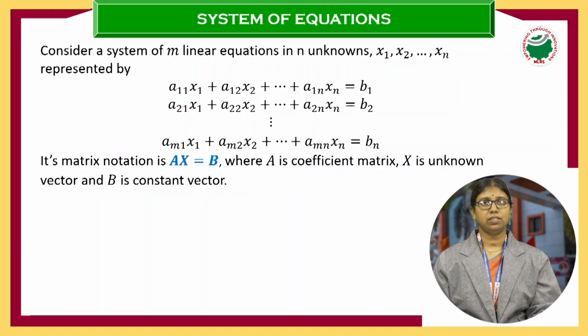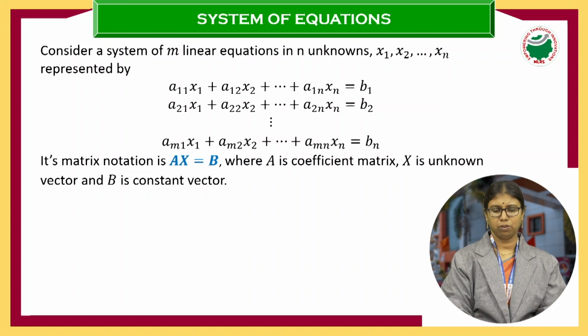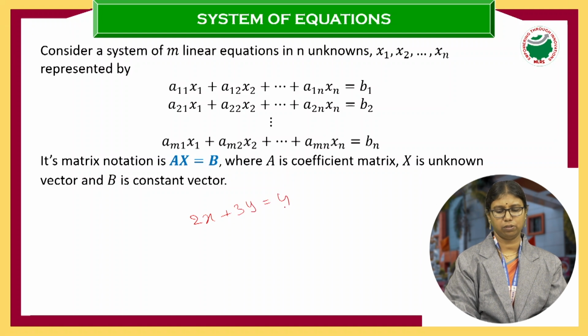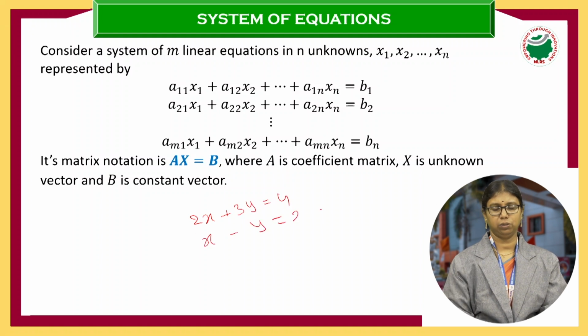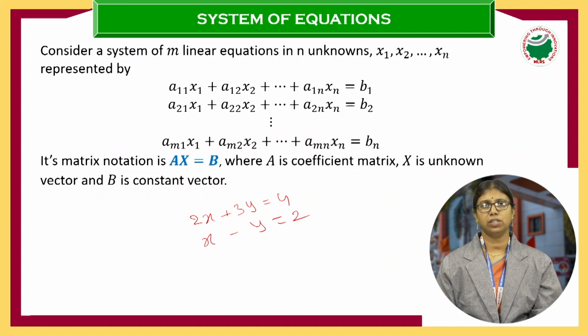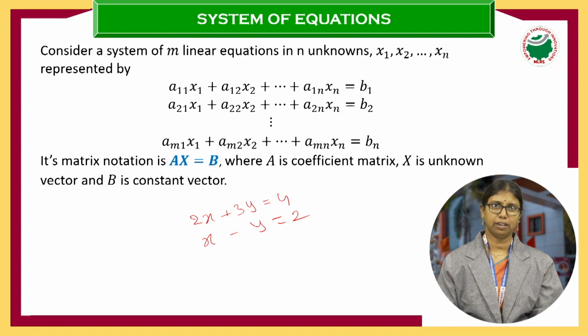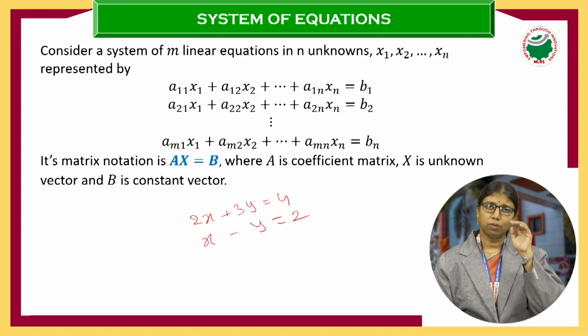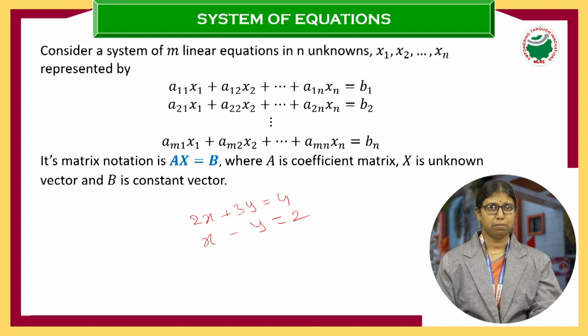I think everyone knows about the system of equations. Mostly you know about two equations with two unknowns, like 2x plus 3y equal to 4, x minus y equal to 2. To solve these equations, we have one procedure. By adding or subtracting those two equations, we eliminate one variable and get the final answer for x and y. If it is three equations with three unknowns, in that case also you can solve the equations very easily.